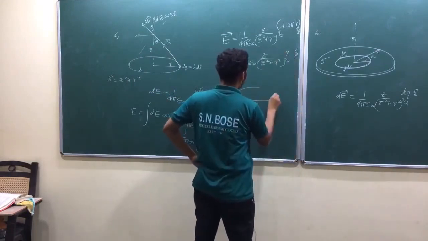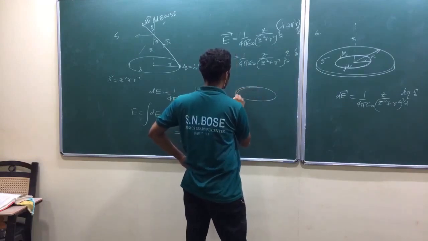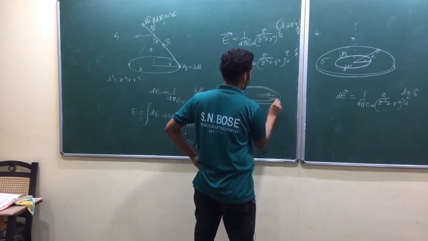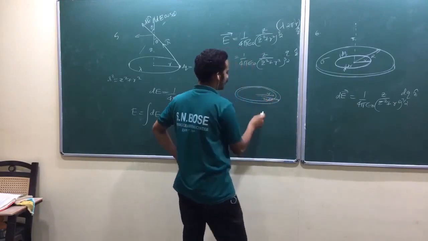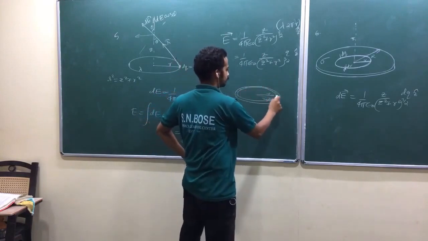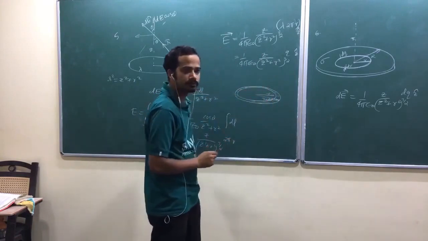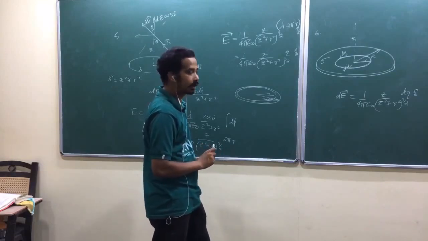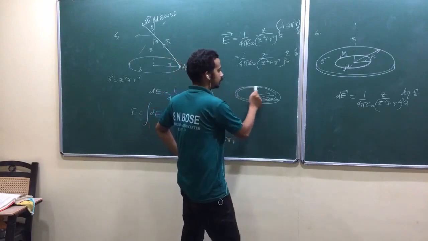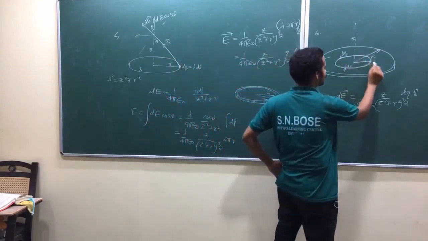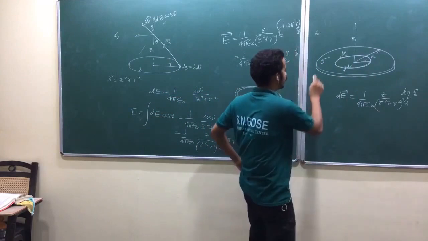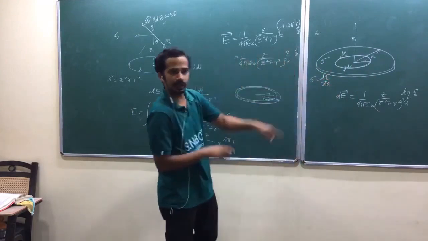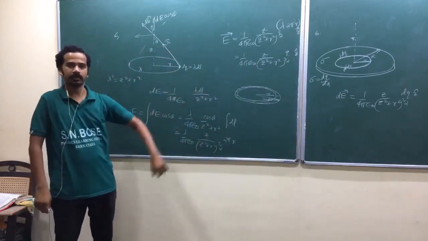Now look here. In plane polar coordinates, suppose you have concentric circles of inner radius r, outer radius r plus dr. What is the area of this ring? I need the charge on this ring. So again, sigma is dq by dA. If I know the area of the ring, then I can find the charge on the ring.